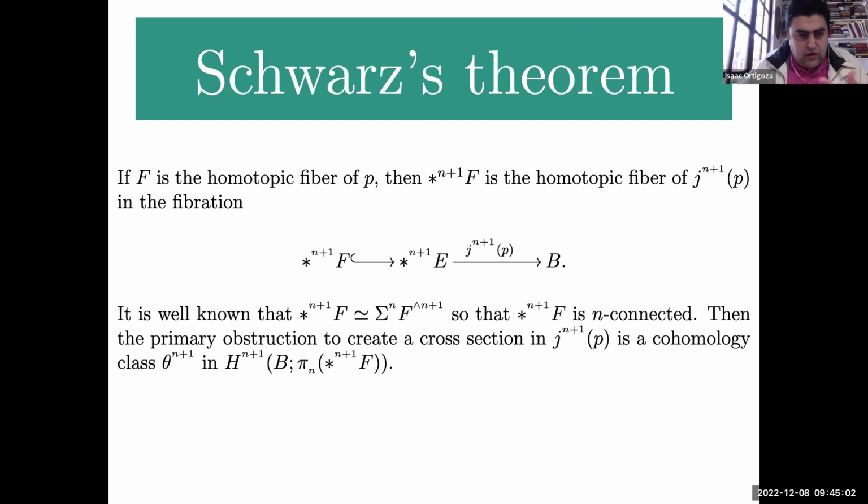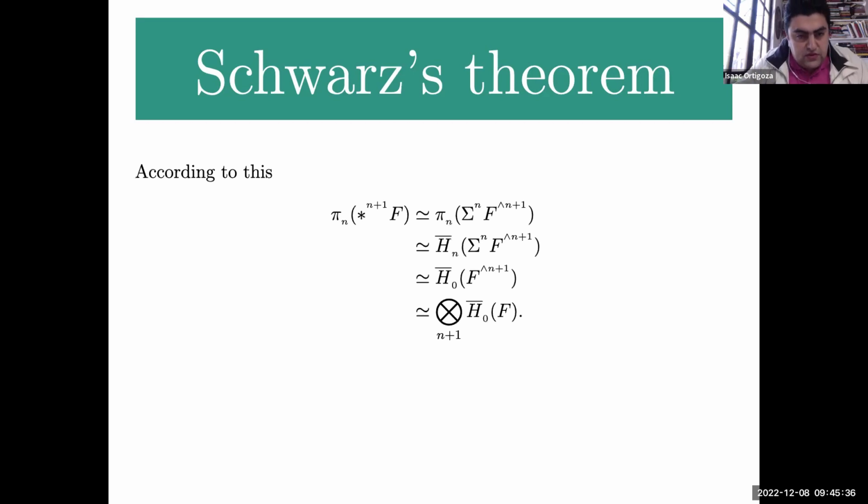Then the first obstruction to create a section of the n+1 join map is a cohomology class in H^{n+1} of B with coefficients in pi_n of the n+1 join of the fiber. Well, the twisted coefficients are equivalent to the tensor product of the reduced homology of the fiber.